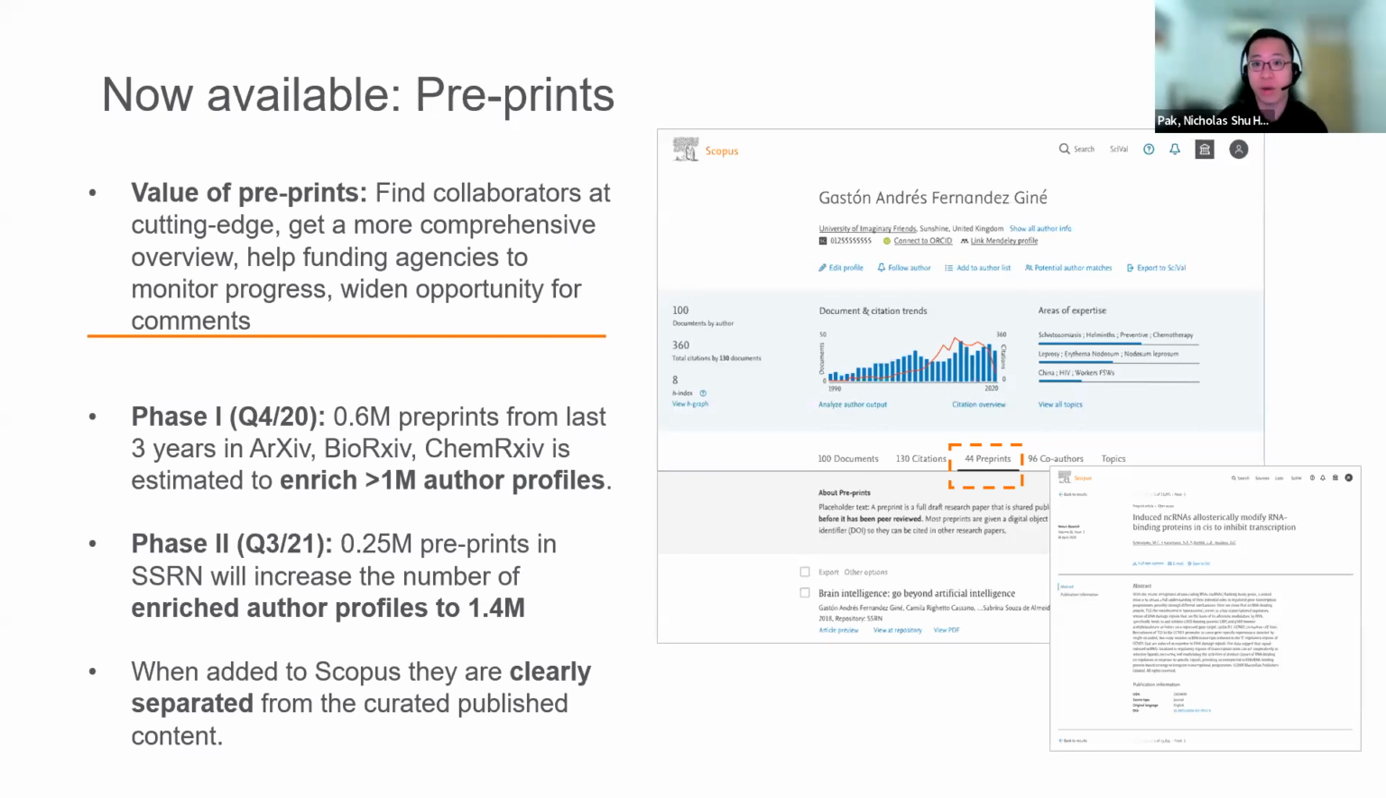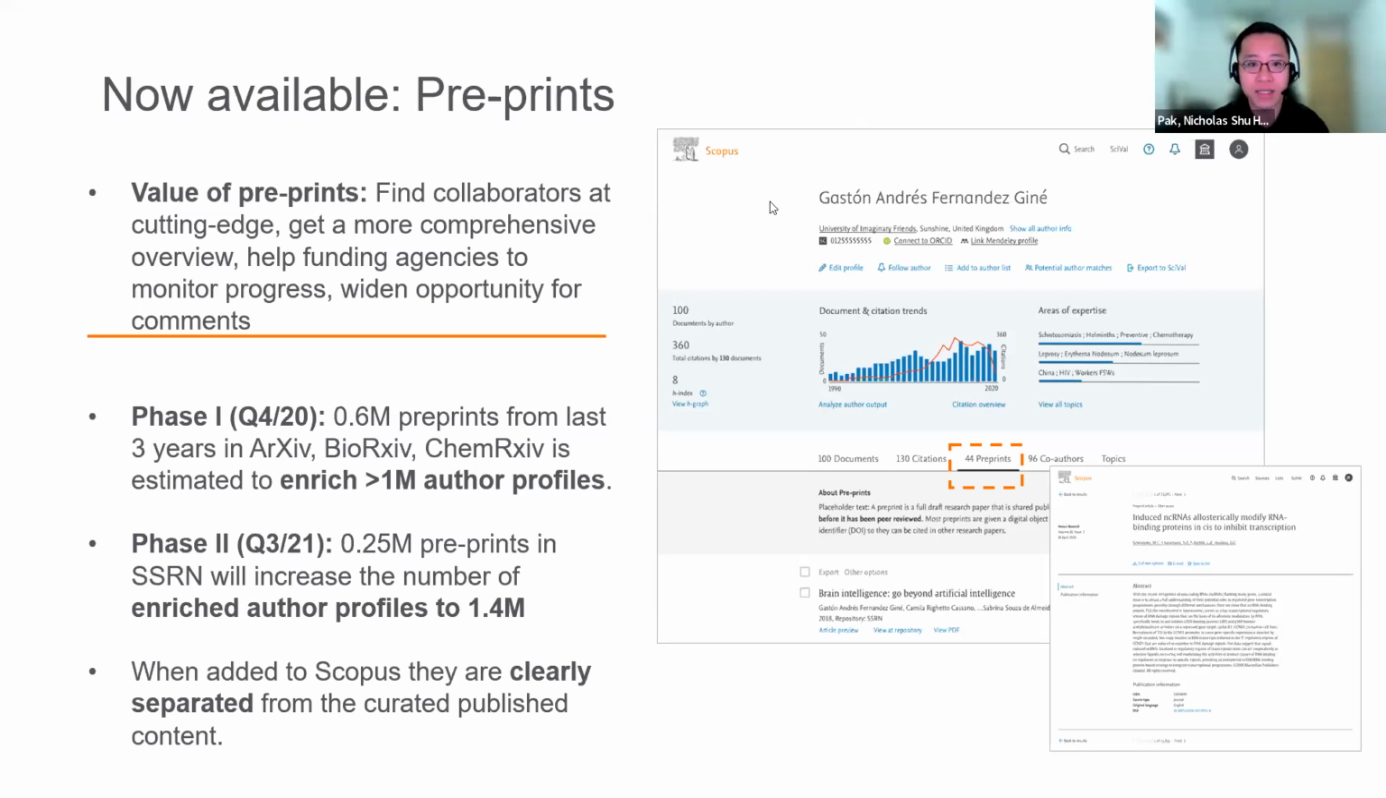One of the key things I want to highlight and emphasize here is that when preprints are added to Scopus, they are completely separated from the curated published content. The reason is that we want to showcase preprints as a separate component where you're able to understand what an author is doing with regard to research, but because it is in a preprint format, we don't share this information or the citations within the author profile itself. We'll go into more details as we go on.